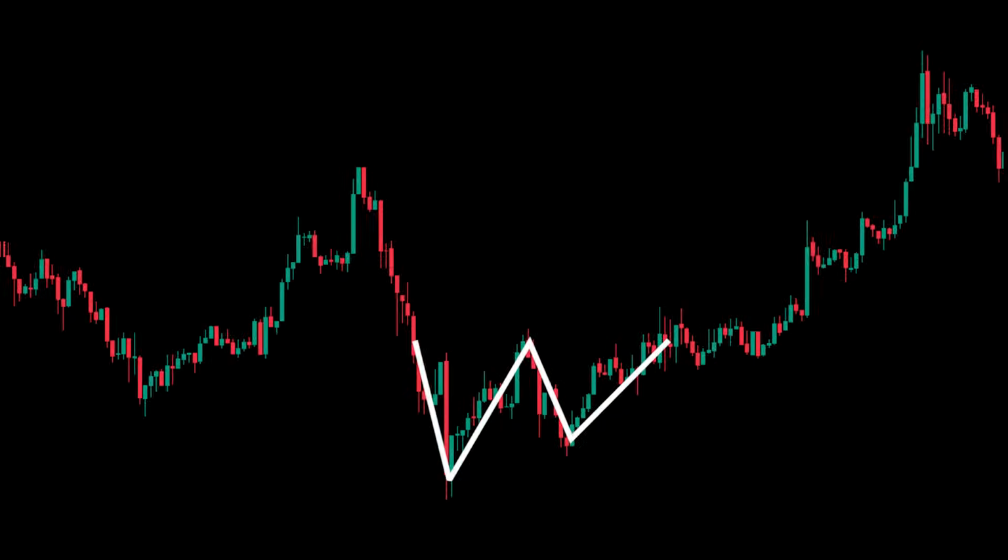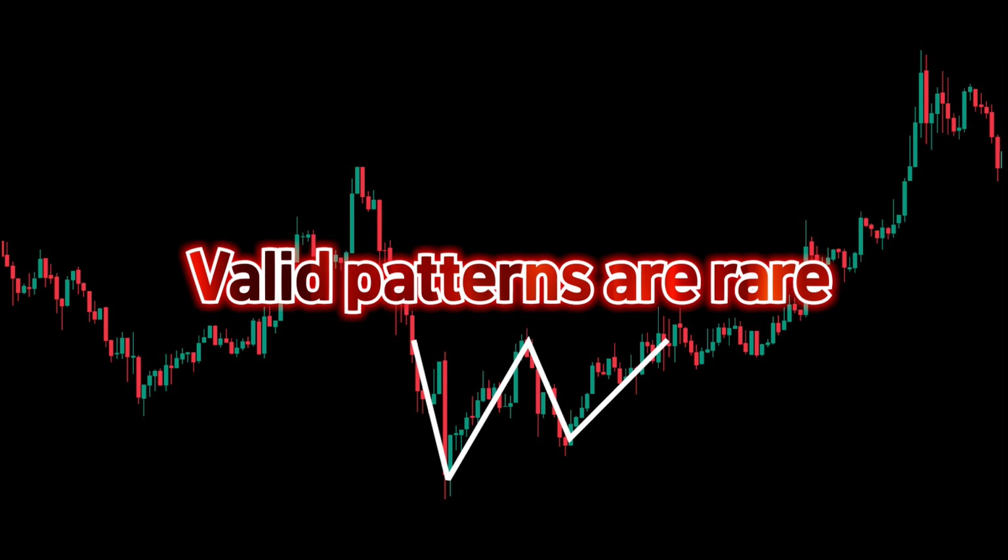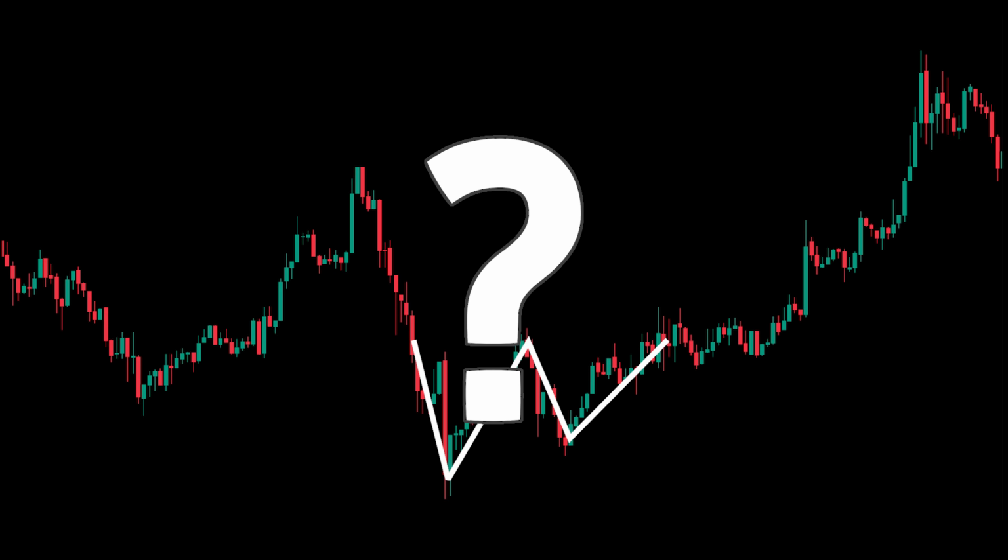M patterns and W patterns show up dozens of times a day on any chart, but only a fraction of them actually play out. The rest are traps. And when you fall into one of those traps, here's what happens.